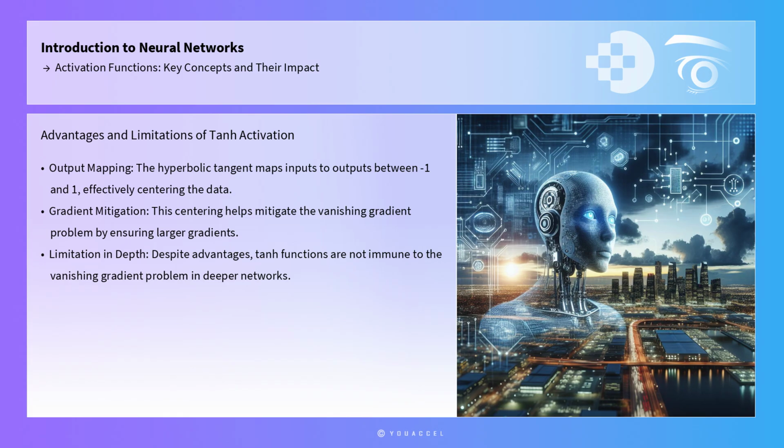The hyperbolic tangent activation function is an improvement over the sigmoid, mapping inputs to outputs between -1 and 1, effectively centering the data. This centering helps mitigate the vanishing gradient problem to an extent by ensuring that the gradients are larger, thereby facilitating faster convergence during training. Despite this advantage, tanh functions are not immune to the vanishing gradient problem, especially as networks become deeper.